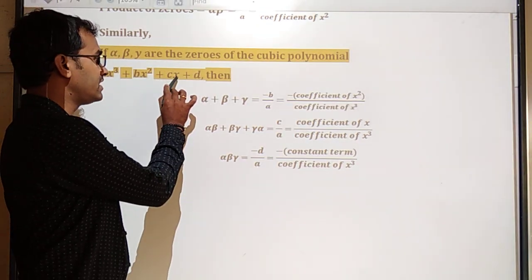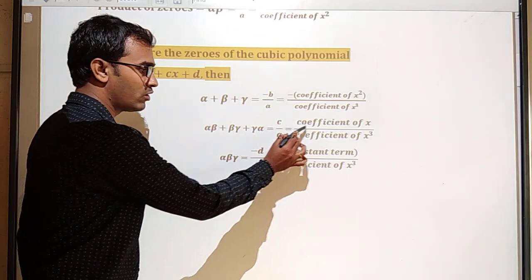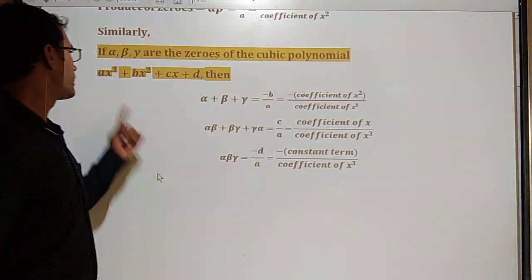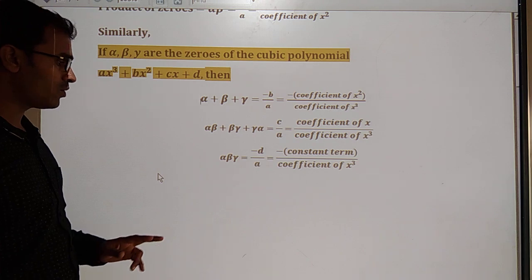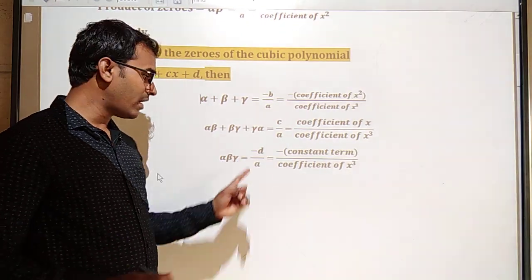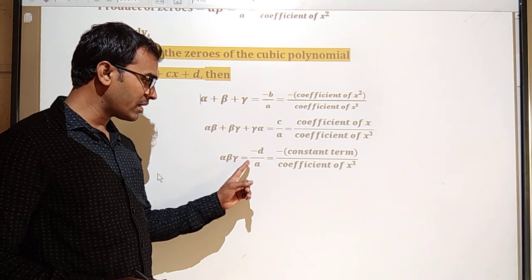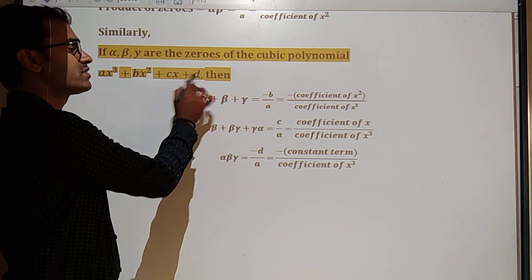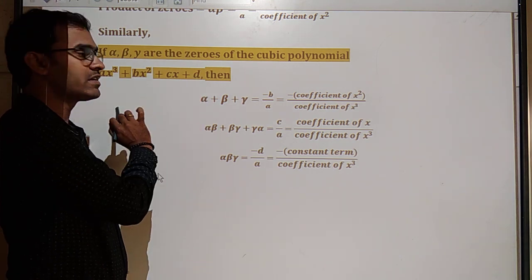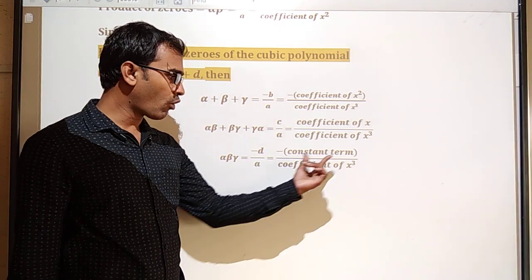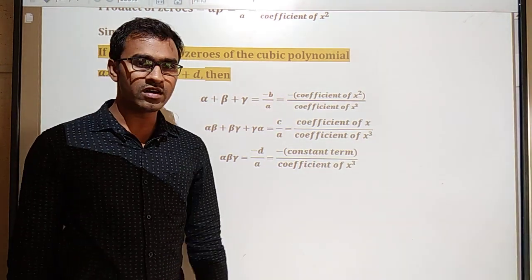Got it? c equal to the coefficient of x. a equal to the coefficient of x cube. And the product alpha beta gamma equal to minus d by a. d means it is the constant term, and a means it is the coefficient of x cube. Minus as it is, constant term upon coefficient of x cube.